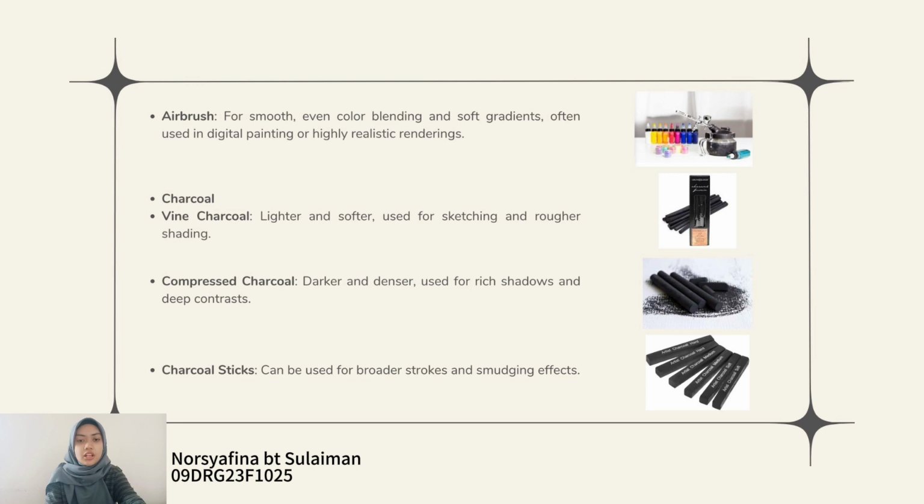Next is charcoal. Charcoal has three types. First is fine charcoal, which is lighter and softer, used for sketching and regular shading. And next is compressed charcoal. It's darker and denser, used for rich shadow and deep contrast. And lastly, a charcoal stick can be used for broader strokes and a smudging effect in the rendering technique.